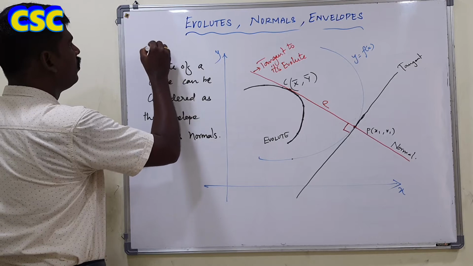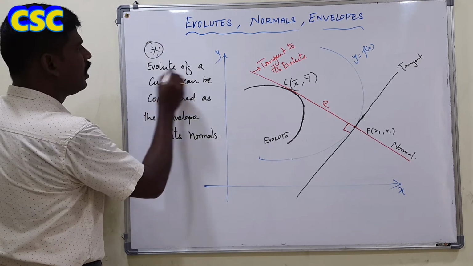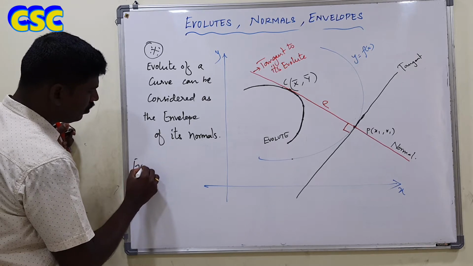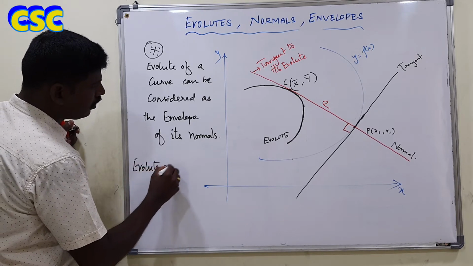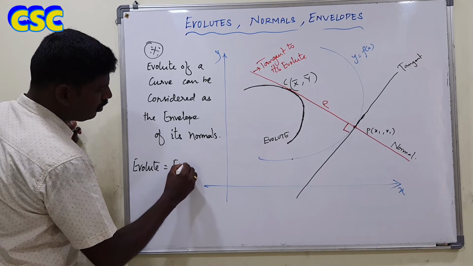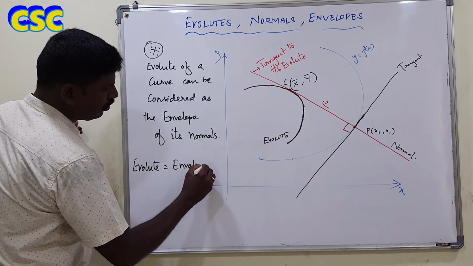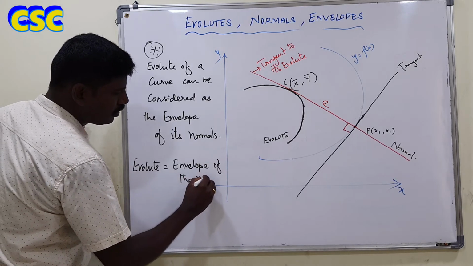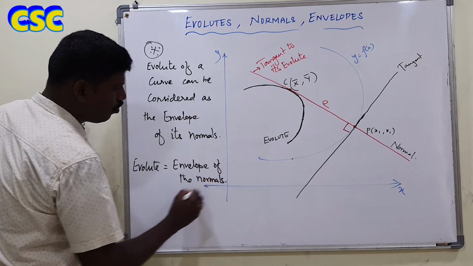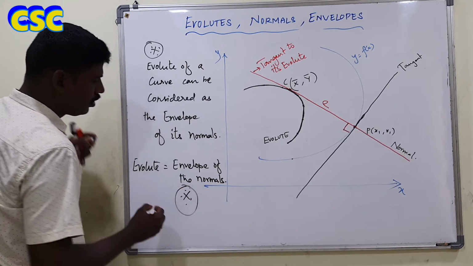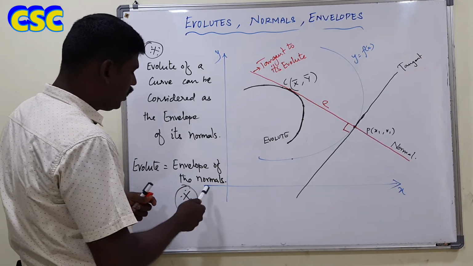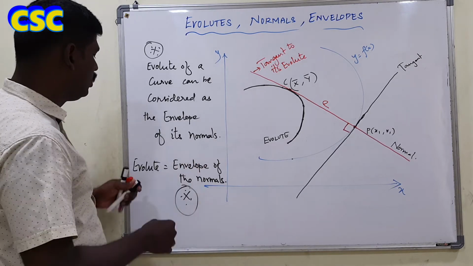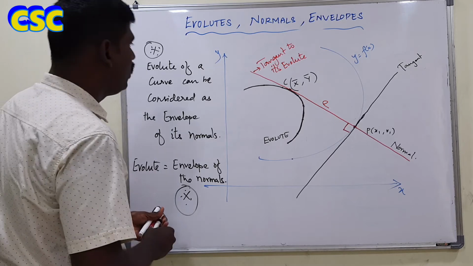Most important one. How can we understand the evolute of a curve? Simply, we calculate it as: evolute is equal to the envelope of the normals. Most important concept. We will do problems related to finding the evolute through the envelope of its normals. How can we justify this? Evolute is equal to the envelope of the normals.